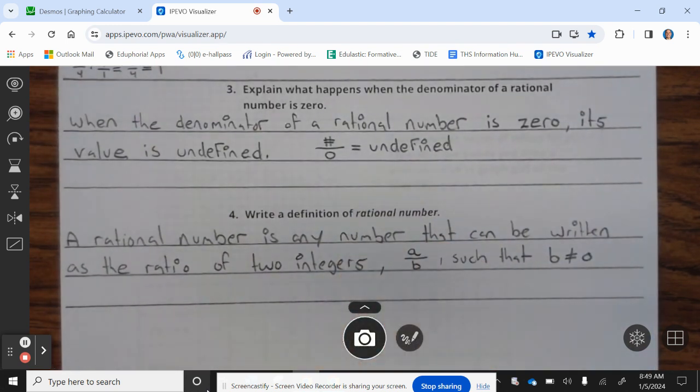3. Explain what happens when the denominator of a rational number is 0. When the denominator of a rational number is 0, its value is undefined. A number divided by 0 is equal to undefined.